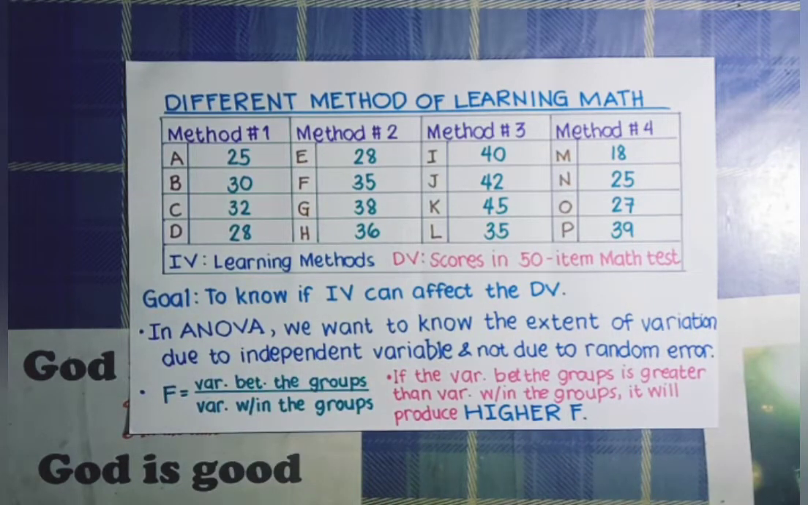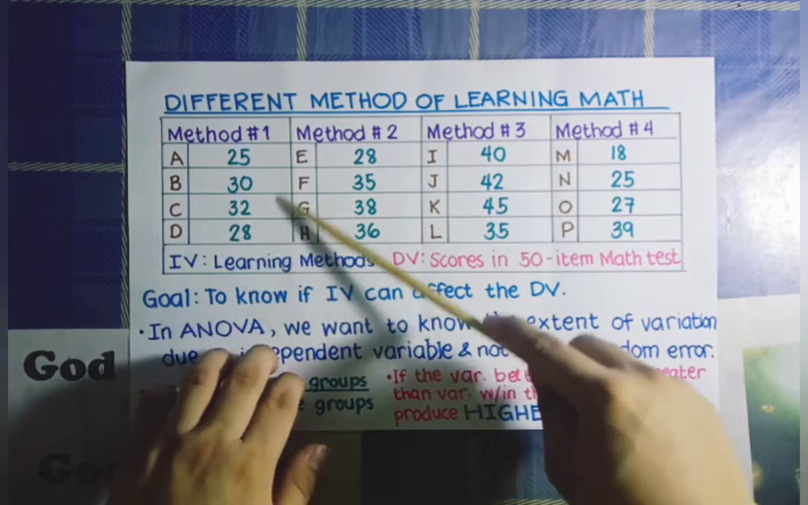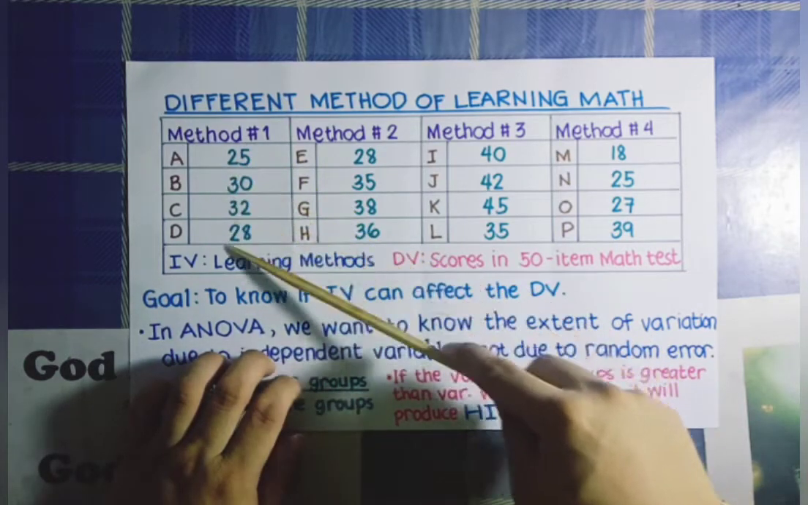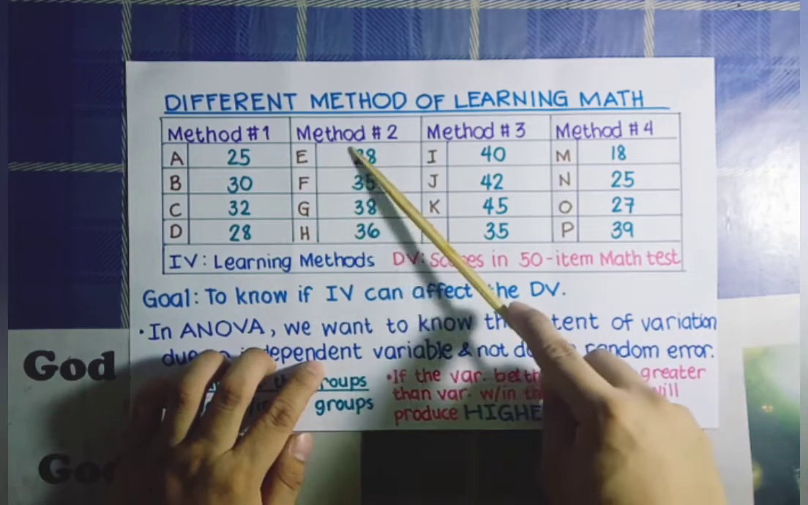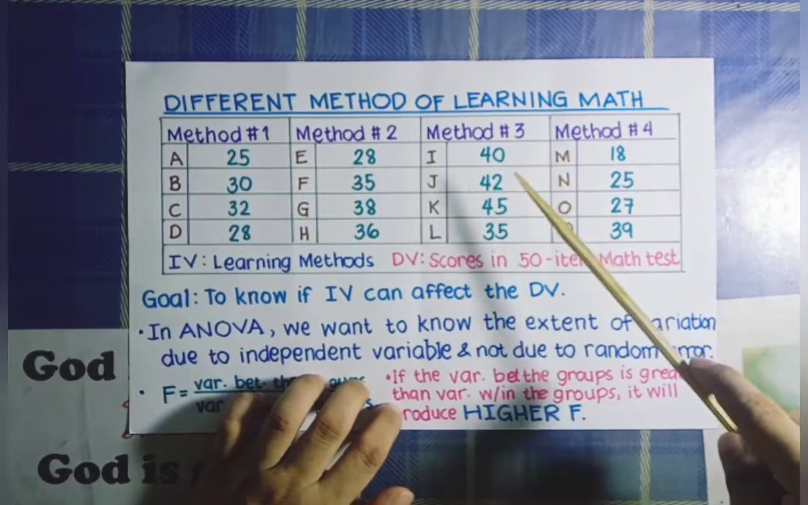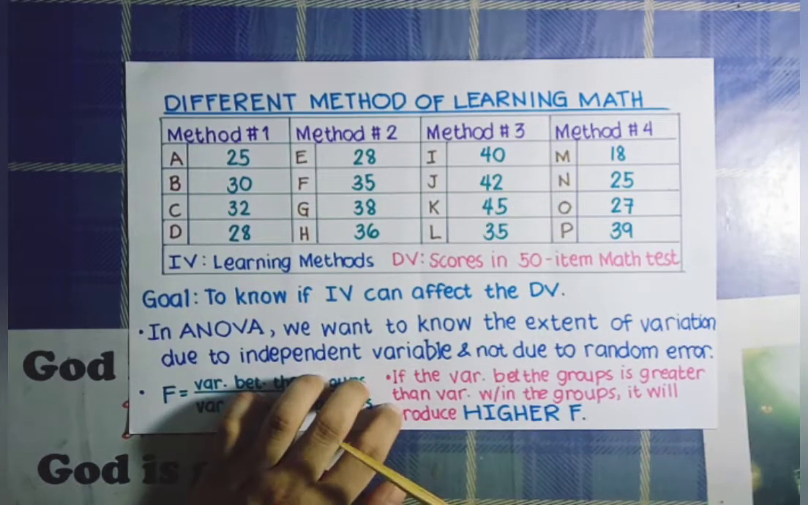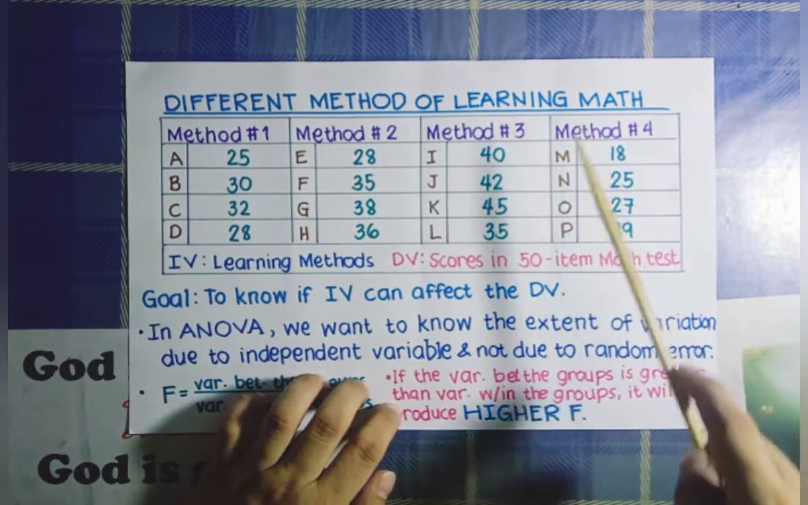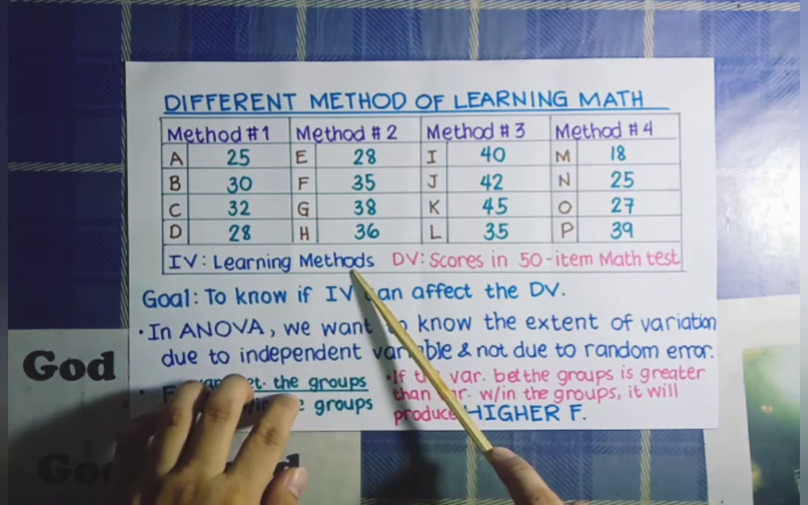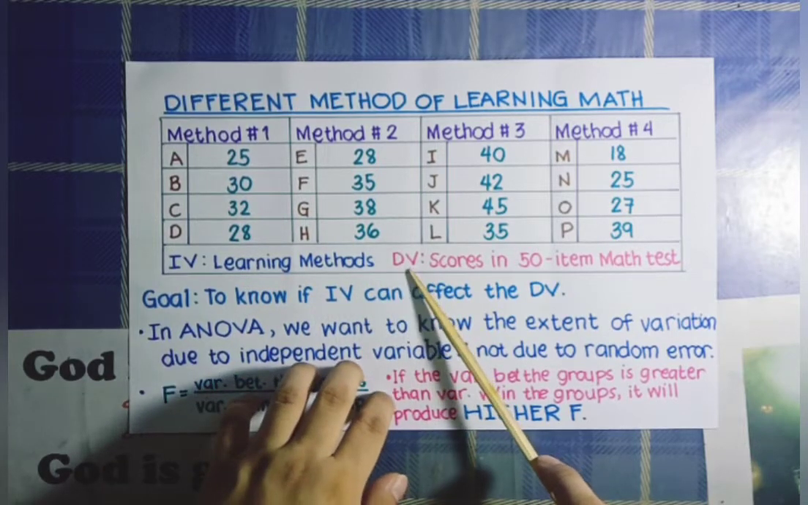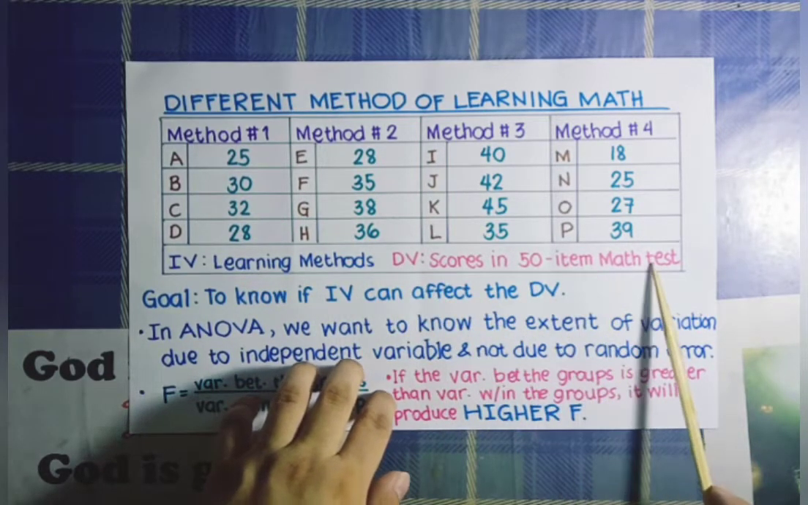And after exposing them to different methods of learning mathematics, we let them take a 50-item test in mathematics, and we obtained their scores. Now these are the scores of the students who underwent method number one. These are the scores of the students who underwent method number two. These are the scores of the students who underwent method number three. And these are the scores of the students who underwent method number four. Now our independent variable here is the learning method, while our dependent variable is the score in the 50-item math test.